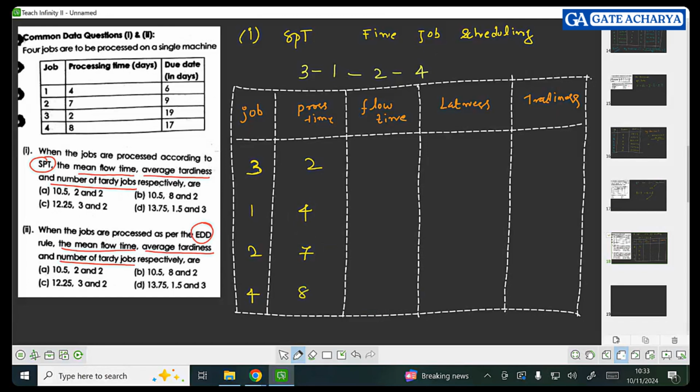SPT rule means you have to consider shortest processing time. EDD rule means you need to consider due date. Now, flow time is the cumulative of this: 0 plus 2 is equal to 2, 2 plus 4 is 6, 6 plus 7 is 13, and 13 plus 8 is 21. Next, lateness. Oh, we forgot the due date. We need one more column, the due date.